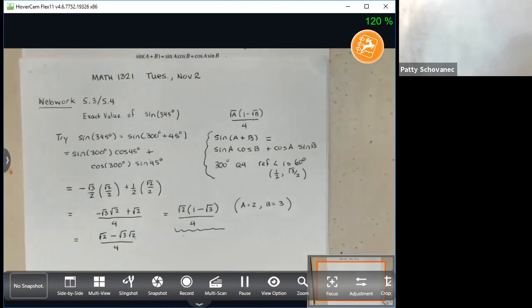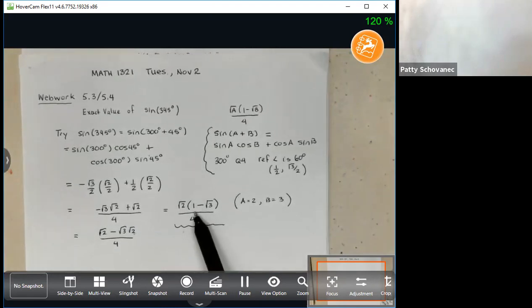Well, if I pull out a square root of 2 here, I have to have a multiplier to put it back in if I were to distribute the square root of 2 through.